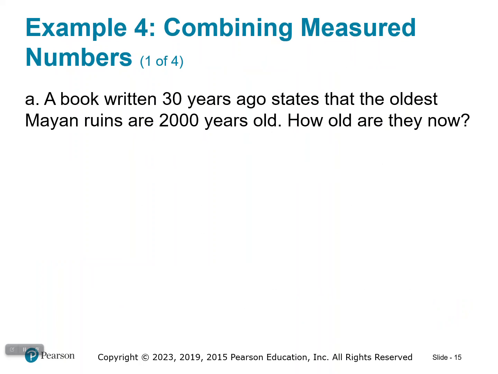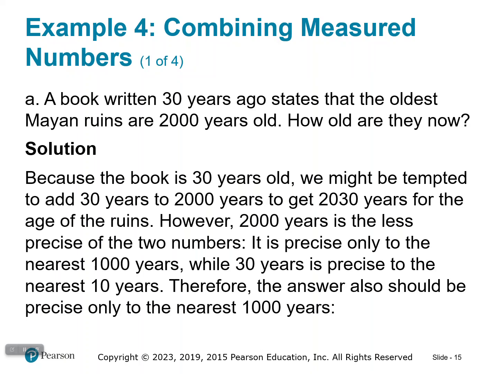So, a book written 30 years ago states that the oldest Mayan ruins are 2,000 years old. How old are they now? Well, because the book is 30 years old, we're tempted to add 30 years and say the ruins are 2,030 years old. But 2,000 is the least precise of the two numbers. It's precise really only to the nearest 1,000, right? The 2 is significant and the zeros are not. Well, 30 years is precise to the nearest 10 years.